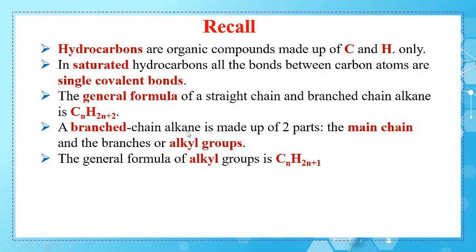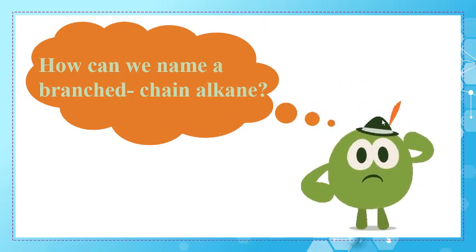the branched chain alkane is made up of two parts, the main chain and branches, which are the alkyl groups, and the general formula of an alkyl group is CnH2n+1. This is an example of a branched chain alkane. But how can we name a branched chain alkane?